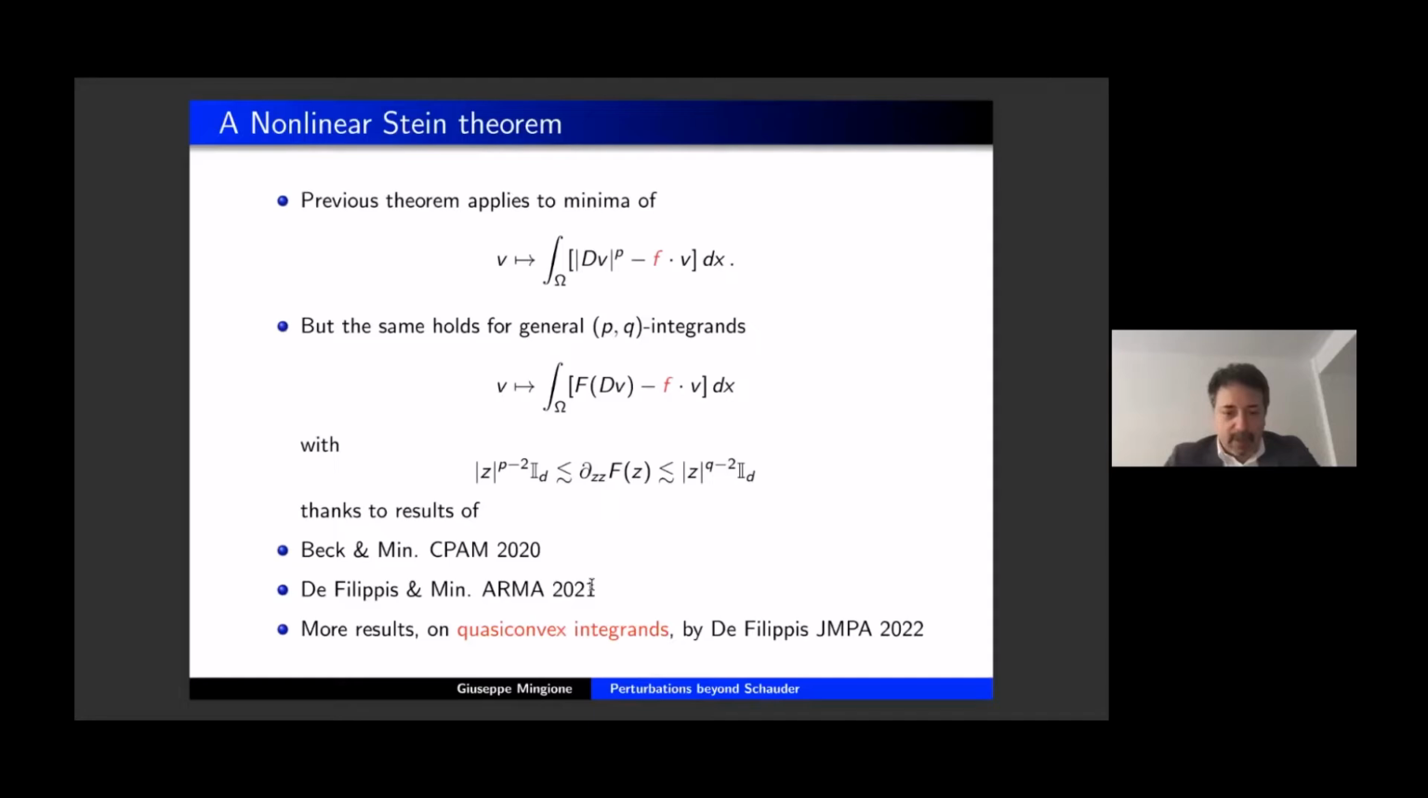Okay, I would like to call your attention that essentially when there are no coefficients, we were able to prove that the same holds under non-uniform ellipticity assumptions. This is in two papers by Lisa Beck from Augsburg and myself, and from Cristiana De Filippis from Parma and myself. And then there are more results with quasi-convex integrands and partial regularity by Cristiana De Filippis.